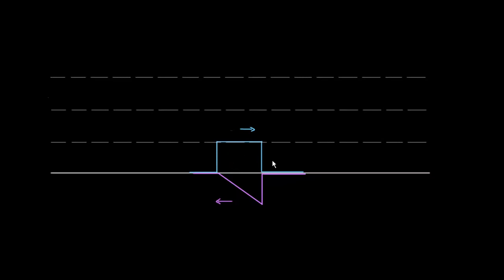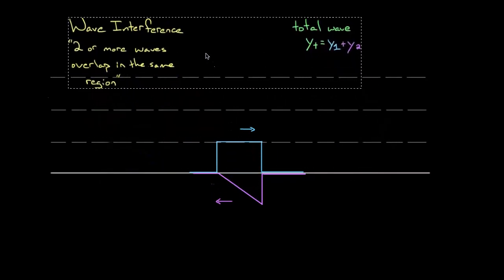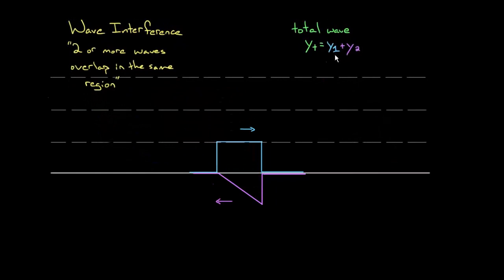So what's our total wave going to look like? We're going to use the same rules that we did before for wave interference. We're going to add up the values of each wave at a particular point to get the value of the total wave at that point. So what do we get? We've got 0 plus 0 over here, so that's easy. And now at this moment, the value of the blue wave is 1. The value of the pink wave is 0, so 0 plus 1 is 1.